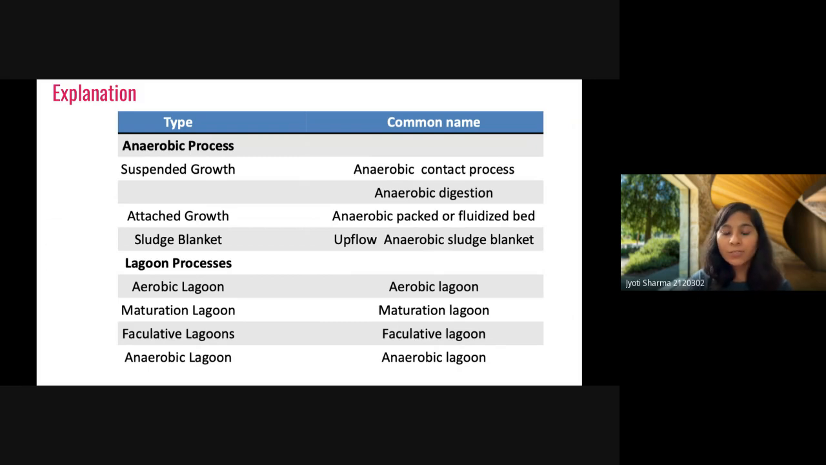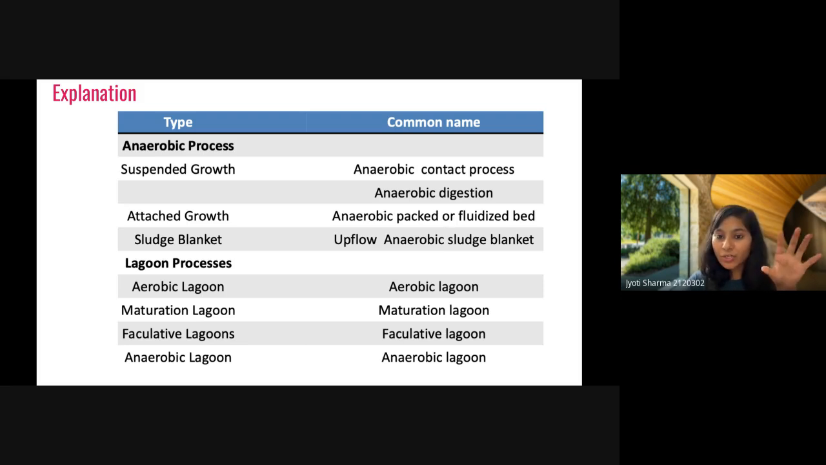In the lagoon processes, a lagoon is a pond with shallow depth, and you have water in that pond. So automatically over the year, using natural microorganisms and the sunlight, biodegradation will happen. But a lagoon can be aerobic. Some parts of the lagoon will be aerobic, meaning there is the presence of oxygen.